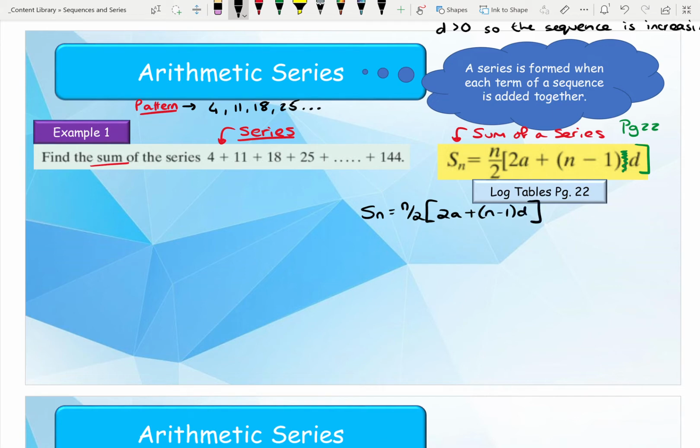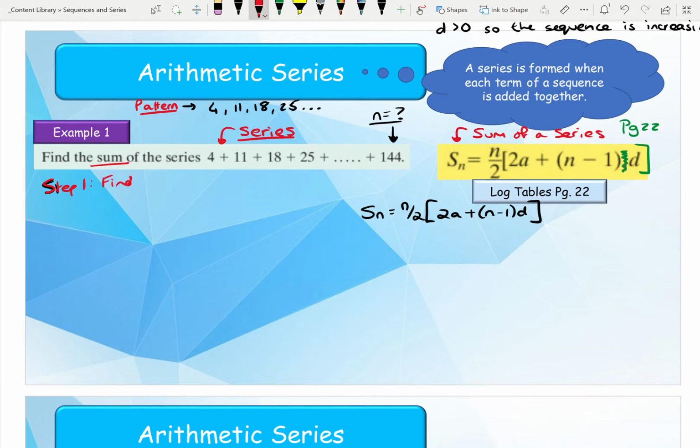The only problem is, to find the sum of this series, I need to know what this last term is. But at the moment, right now, I don't know what n is. So before I can find the sum of the series, step 1 is I need to find n.